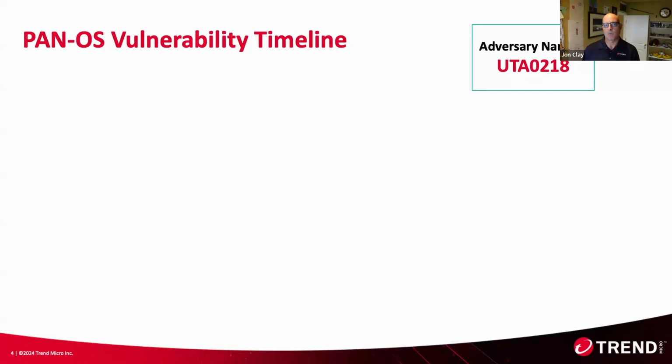Just so everybody understands what occurred here, the adversary was named UTA0218 by Volexity. That's the name they gave the adversary. They do claim that this is a very sophisticated adversary, potentially nation state, though that hasn't been confirmed. But if you think about it, on April 10th of 2024, they found the exploit in one of their customer environments. And so obviously that started to kick off the situation.